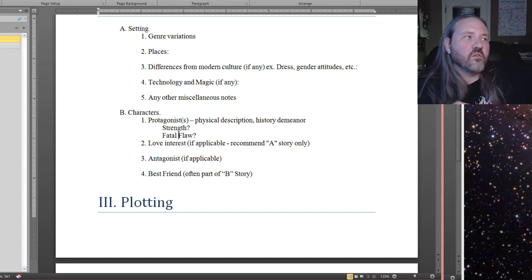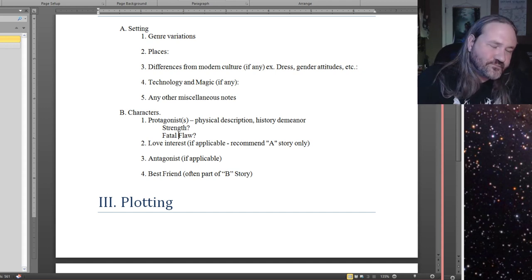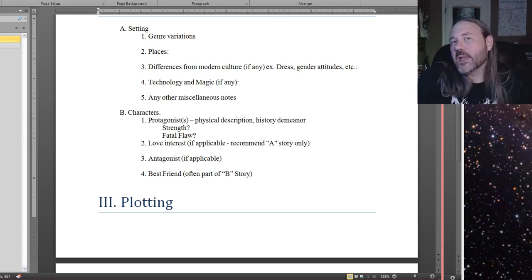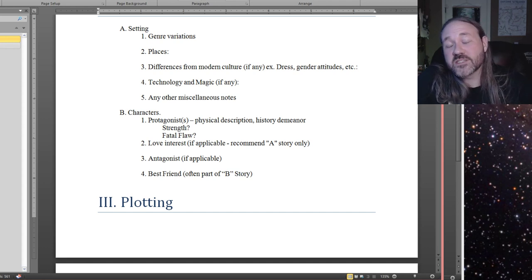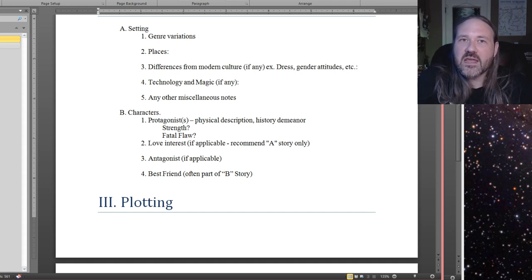I would pick a fatal flaw, though, that is general. Something like pride. Something like, say, being too easily swayed by the opposite sex, which is what I'm going to use in mine. Right? So the temptations of the opposite sex, the temptations of the flesh, are a fatal flaw. Somebody can be led astray by a woman. It can cause major problems.